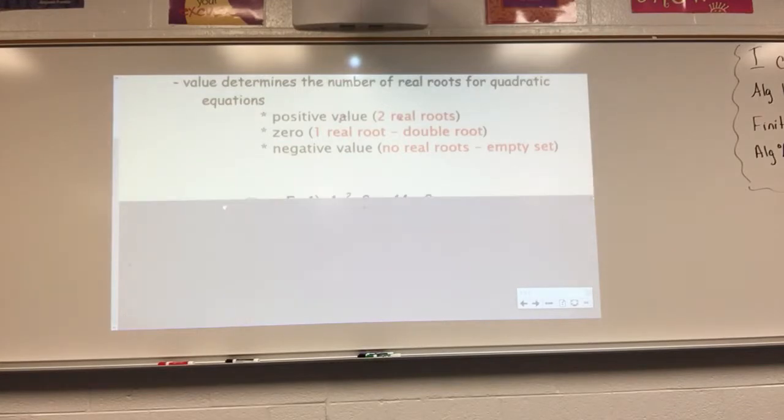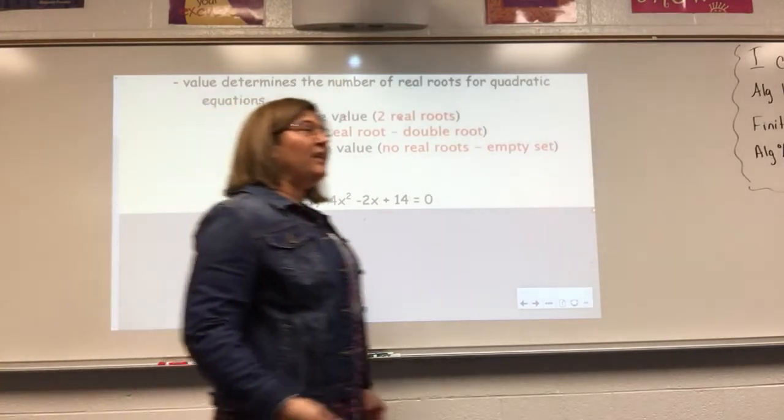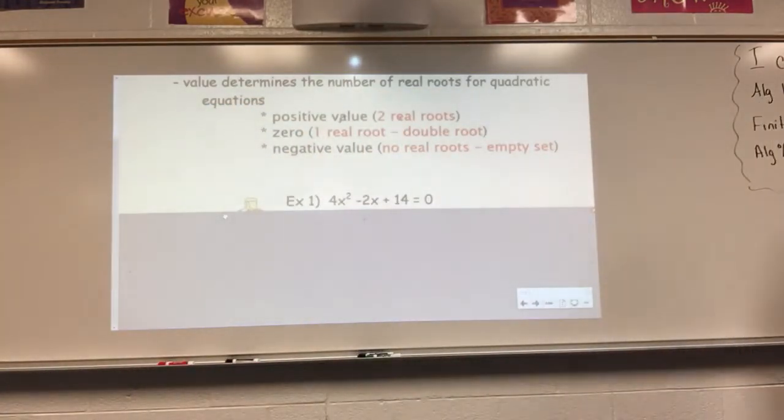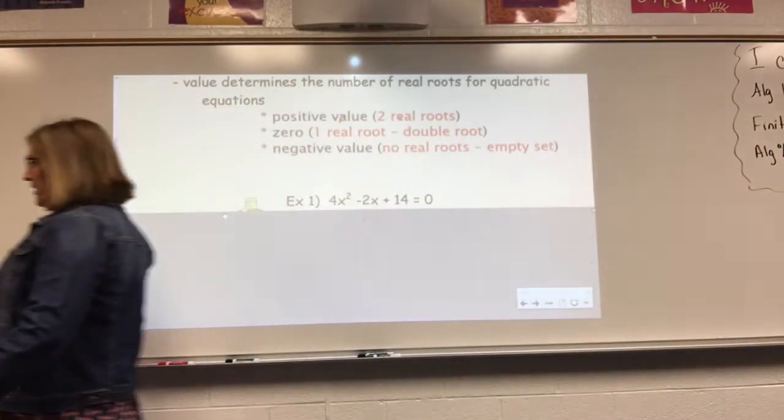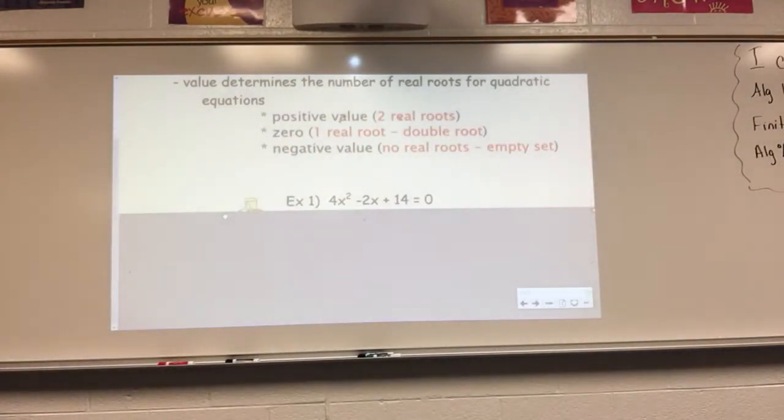Here's an example. So always, again, make sure you are in standard form. So the example we're going to use here, 4x squared minus 2x plus 14 equals 0. Again, you're going to see the equal 0 because you are solving. We're just doing part of it today. We'll finish it up tomorrow. Today, we're just going to look to see, do we even have to solve it? So 4x squared minus 2x plus 14 is going to equal 0.